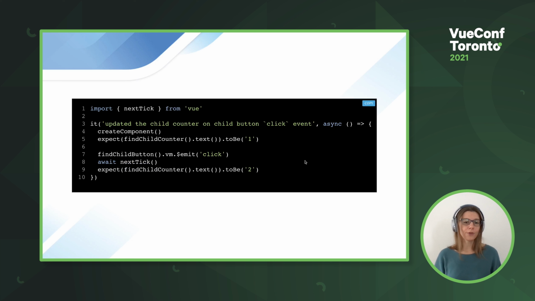If you don't follow this rule, you can run into false positives, especially if you think, okay, it should be the same as it was previously, and it will be until you wait for the next tick. Don't forget that next tick is asynchronous, so you would need to wait for this.